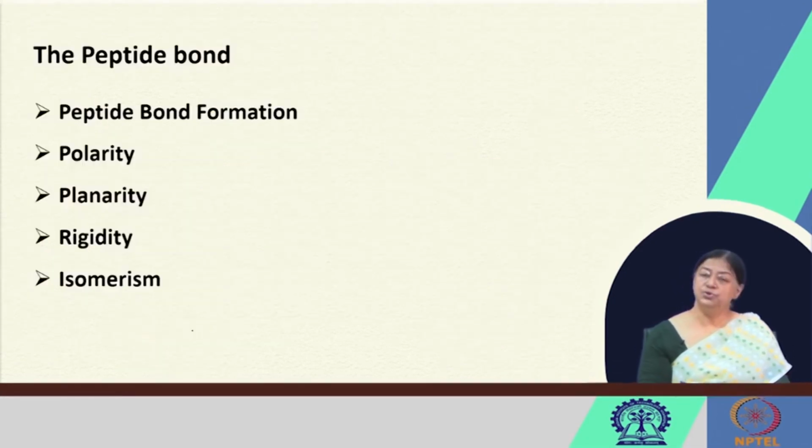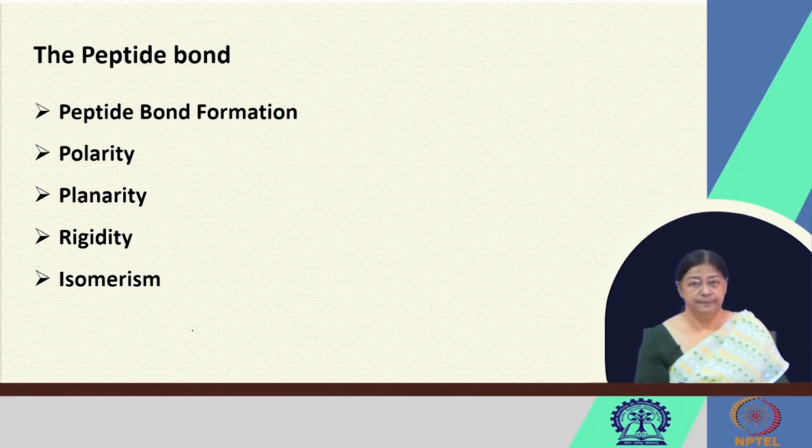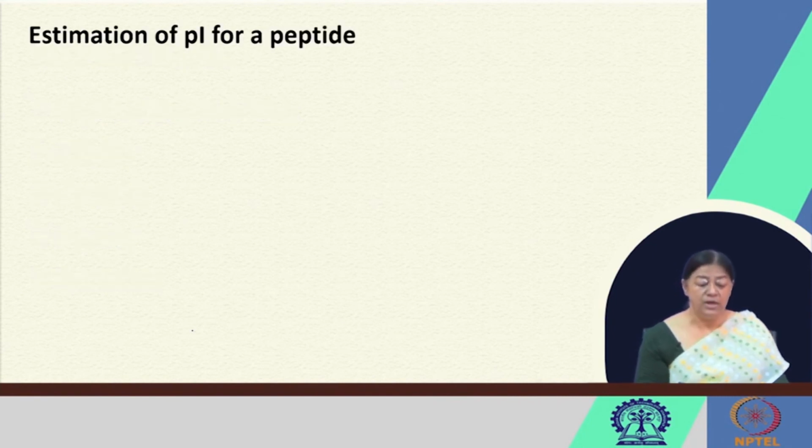So, what we saw was the peptide bond formation, the relative polarity, the planarity, the rigidity, and its isomerism. What we are now going to try and understand is, if you remember in one of the lectures, we tried to find out the pI of an amino acid. But now we have amino acids linked together to form a peptide bond. Now, in the formation of the peptide bond, the characteristics of the individual amino acids also come into play. So, how can we estimate the pI for a peptide?